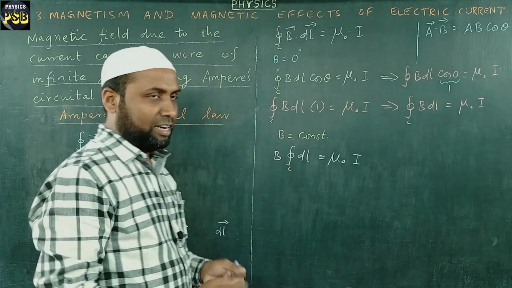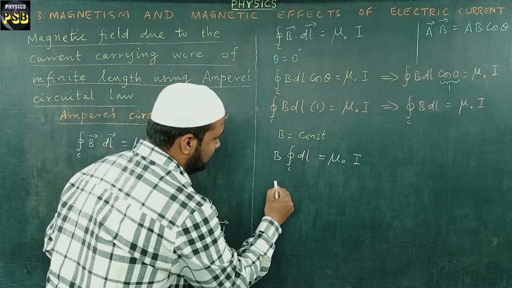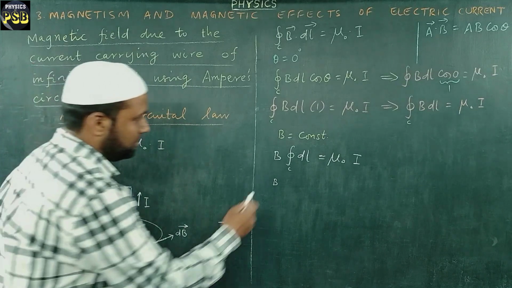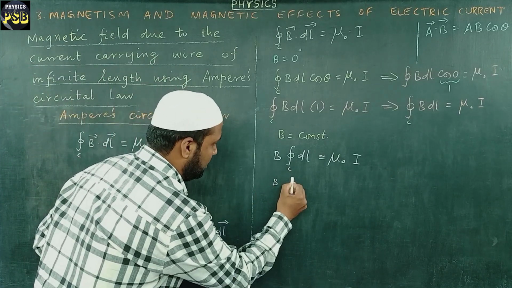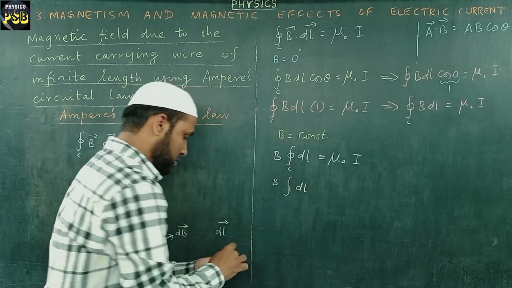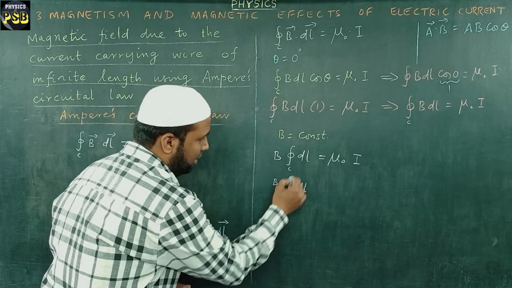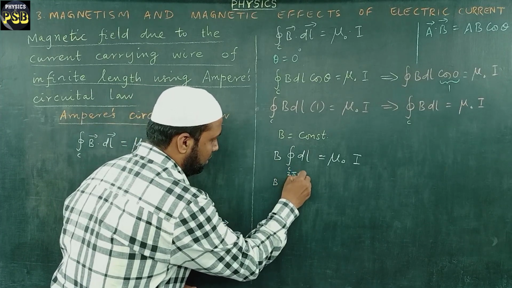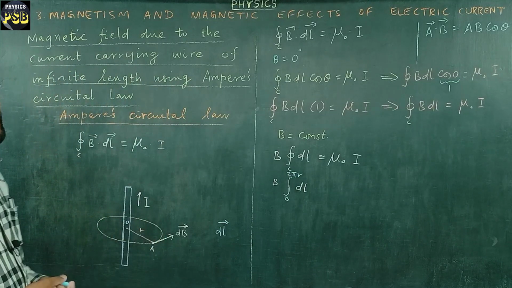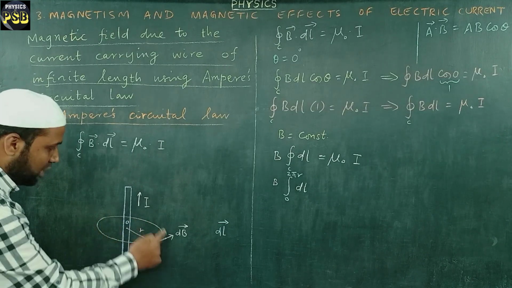Now, this closed integral is represented this way. How do I write this? Now, see how I write it. I write it as line integral over dl with lower limit as 0 and upper limit as 2 pi r. So here 2 pi r is nothing but the circumference of this circle. Okay. It provides the total length of this loop.